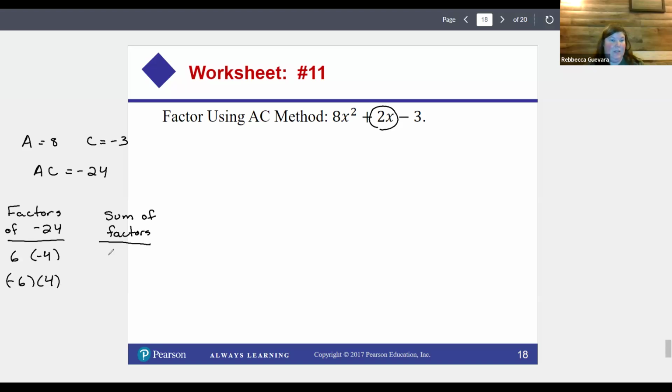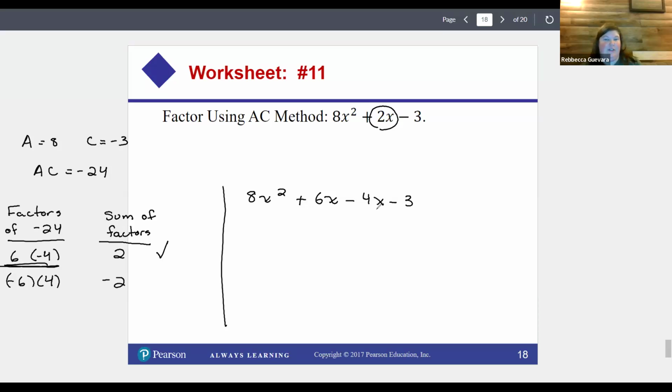All right. So if we sum these up, 6 plus a -4 is a +2. -6 plus 4 is a -2. So these would be my set of factors. So we're going to take 8x squared, we're going to turn 2x, we're going to split it using these factors. So we'll have a +6x and a -4x minus 3.